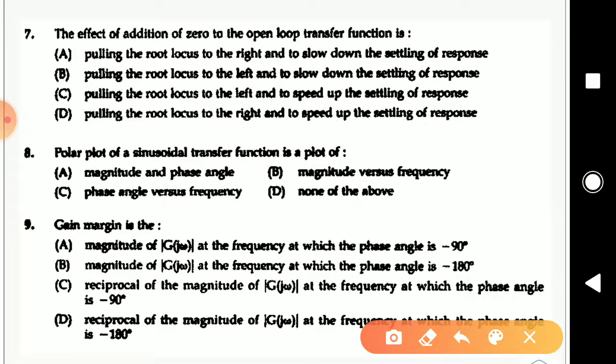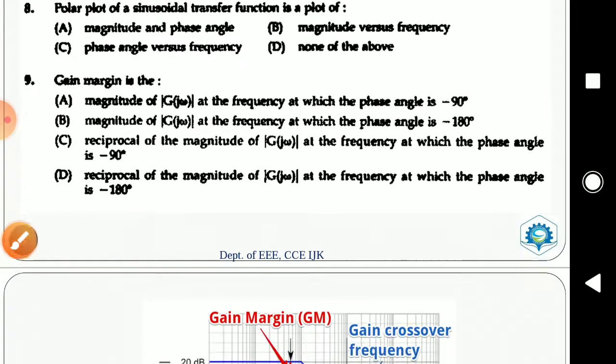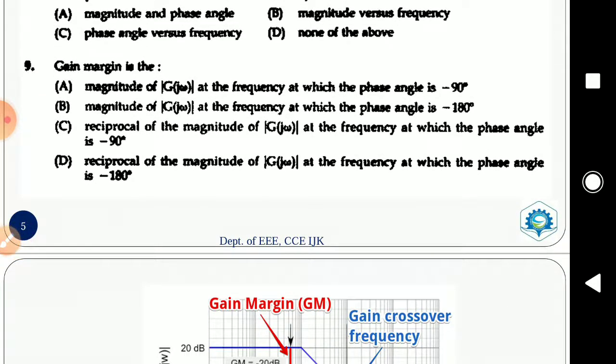Polar plot of a sinusoidal transfer function is a plot of. The correct answer is option A, magnitude and phase angle. Moving on to question number 9. The gain margin is the. The correct answer is option D.